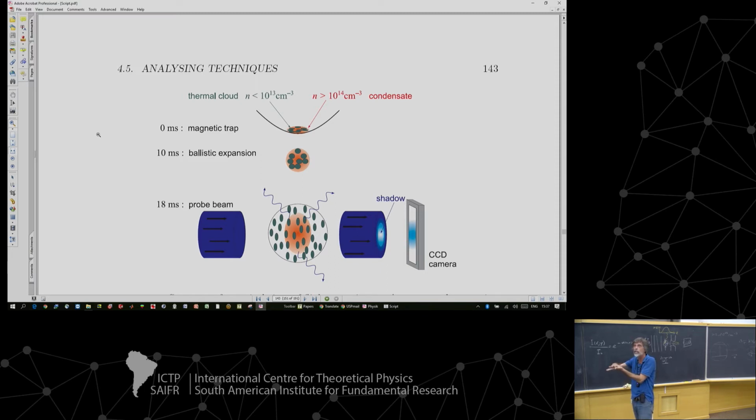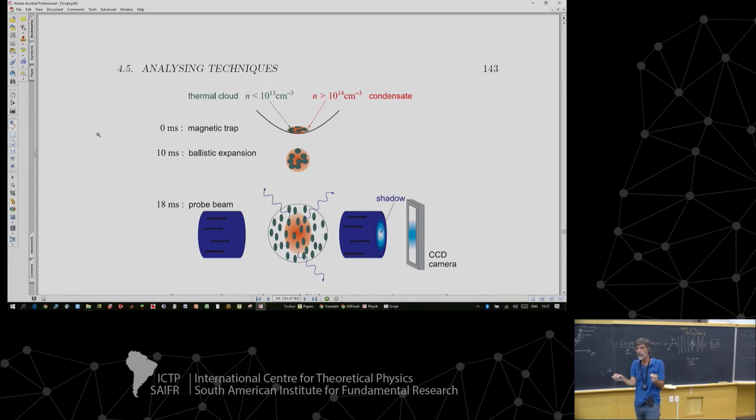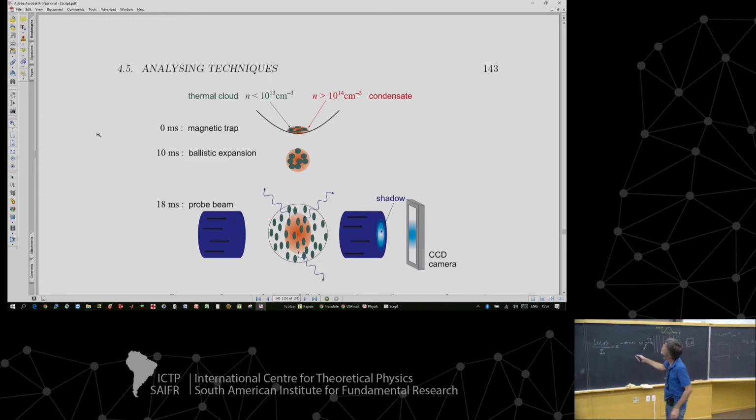So if it was initially very strongly confined in one direction, this is due to the fact that the atoms interact with each other. So they try to, for example, repel each other if you have a positive scattering length. So against this repelling force, you try to compress them. Once you release them, they will explode in this direction. So this has nothing to do with the temperature, and you can only use the thermal cloud to infer the temperature.